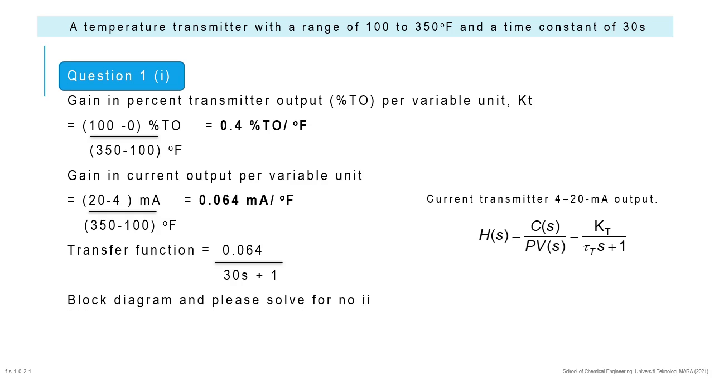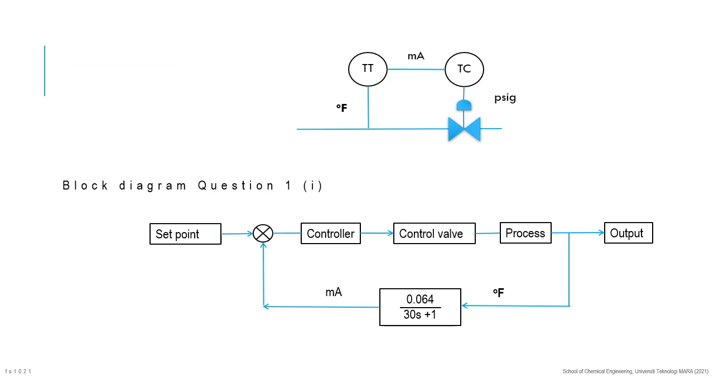Then I'll show you how to draw a block diagram, and please solve question number 2. The block diagram for a temperature controller is shown in the bottom figure in the slide. The transmitter function is located at the bottom loop, where the signal is received in degrees Fahrenheit, and the transmitter output is transferred as a current signal, that is milliampere, mA.